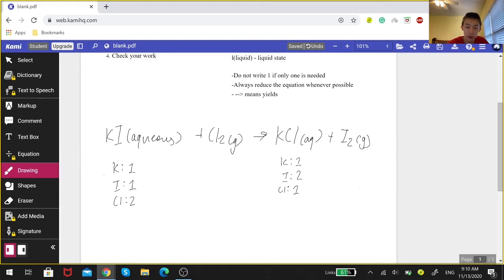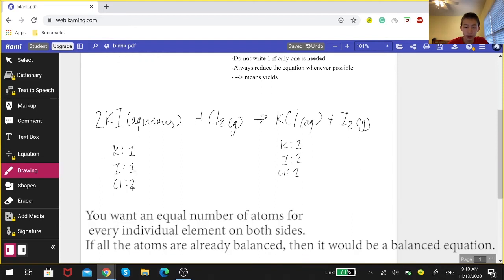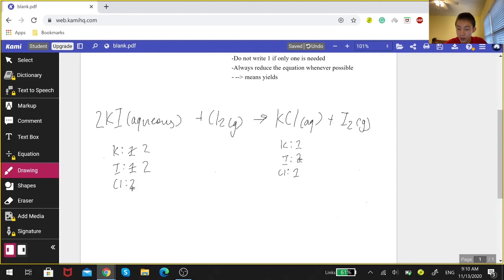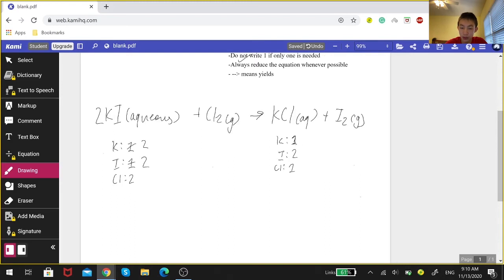I will do that by writing a coefficient in the front. And now there will be 2K, 2I, and 2Cl. But over here, there's only 1K, 2I. 2I is balanced now. We don't have to worry about the I. But Cl is not balanced, nor is K. Over here, there's 2K, and over here, there's only 1K. So in order to balance that, we have to multiply K by 2 as well.